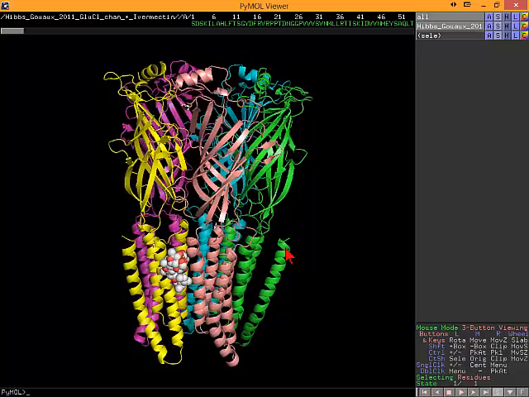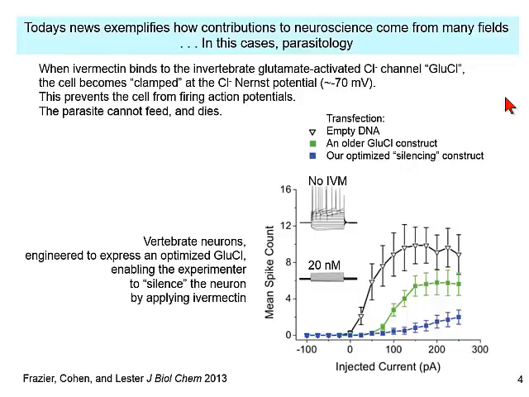Does anybody have any questions about this structure, what it represents, or any other aspect? Okay, I'm going to shut down PyMOL because having too many things at once does tend to crash my computer. So today's news very much exemplifies how contributions to neuroscience come from many other fields. In this case, from parasitology, but some of you are math majors, CNS majors, chemistry, biology, bioengineering. Other fields that have contributed to neuroscience are bacteriology, public health, biochemistry, molecular biology, statistics, physics. I actually majored in physics and chemistry in college. So it is not surprising, typical, that parasitology should contribute to neuroscience and vice versa.